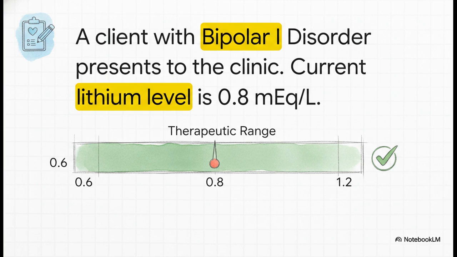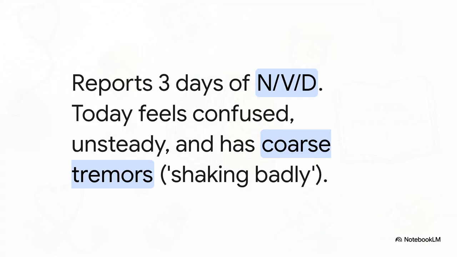All right, let's meet our client. We have a 34-year-old with bipolar 1. He comes to the clinic and his lithium level is 0.8. So, first question, is that good or bad? It's good. It's right in that sweet spot, that therapeutic range. So, everything's fine, right? And here's the plot twist. He's had a stomach bug for 3 days. That means nausea, vomiting, diarrhea. He's losing fluids and he's losing sodium.